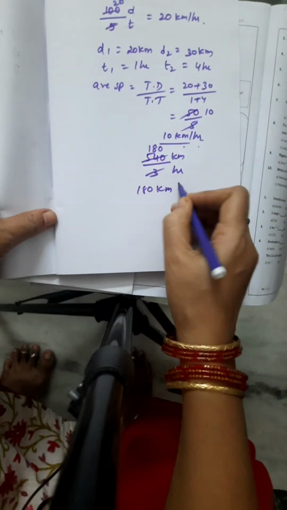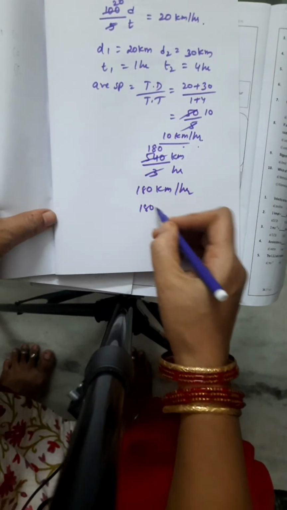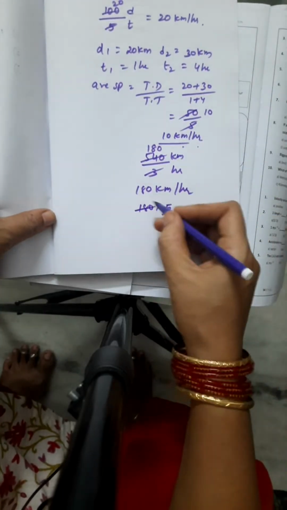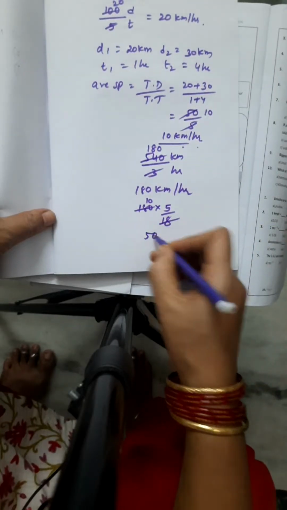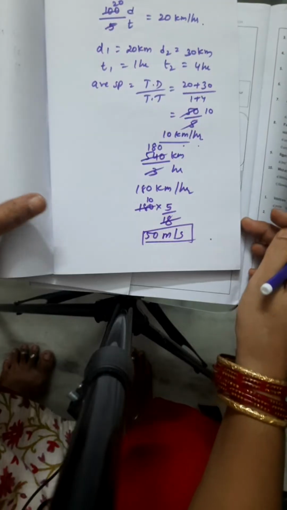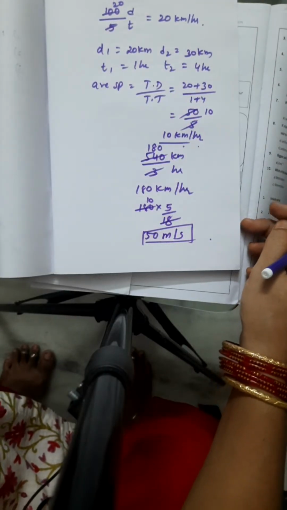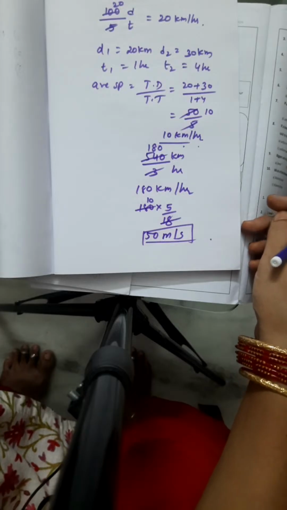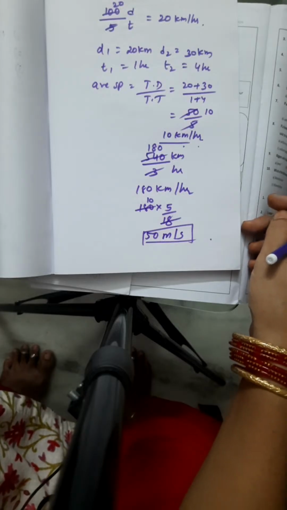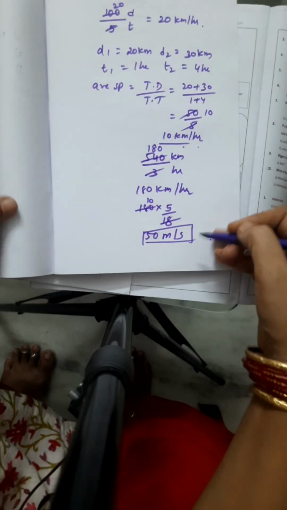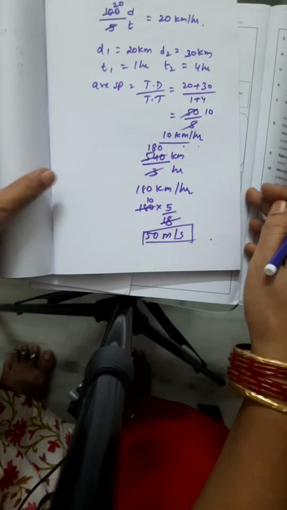Now to convert it into meter per second, we need to multiply by 5 upon 18. So 18 and 18 will get cancelled. Thus the answer is 50 meter per second. Okay, nice. 59 some of you wrote. Moksha, maybe by mistake you wrote 9. Okay, 50. Nice. Sudhanshu, now you are not answering. Okay, this is what we completed. Now the next one.